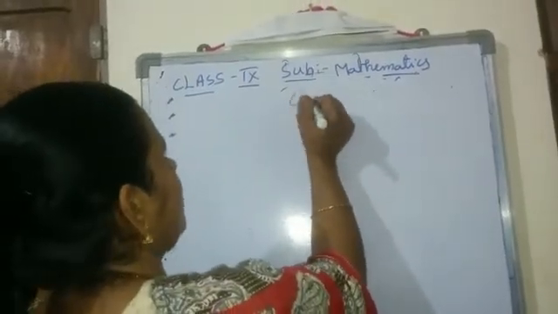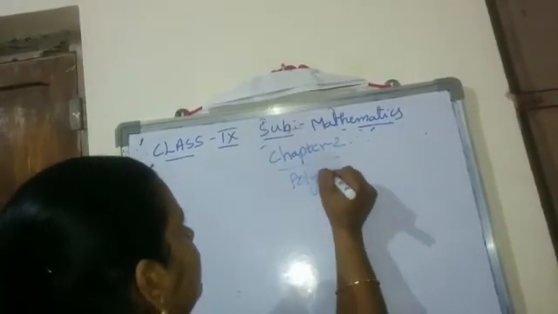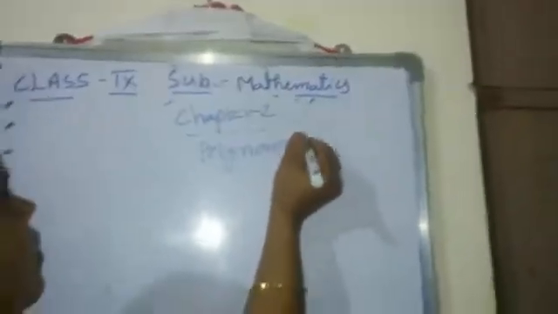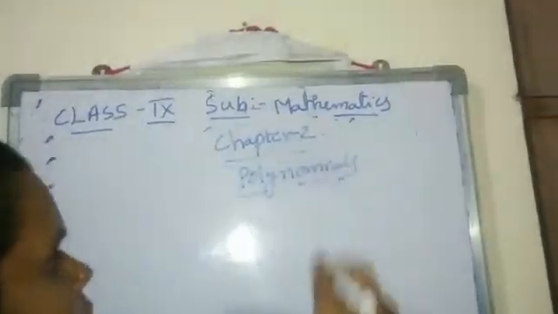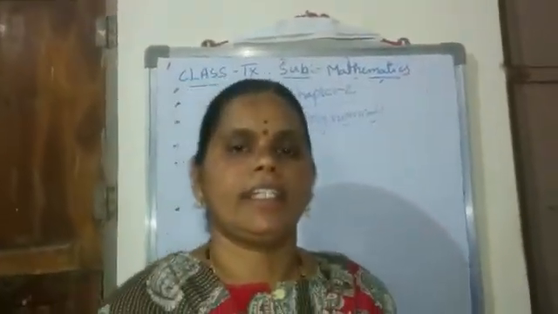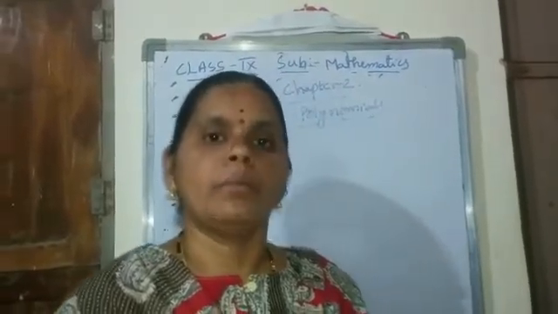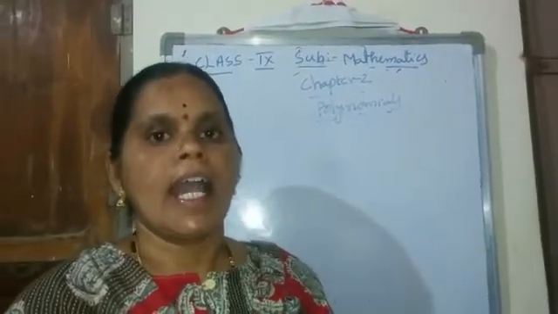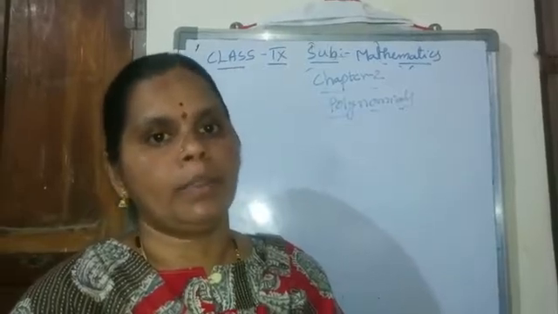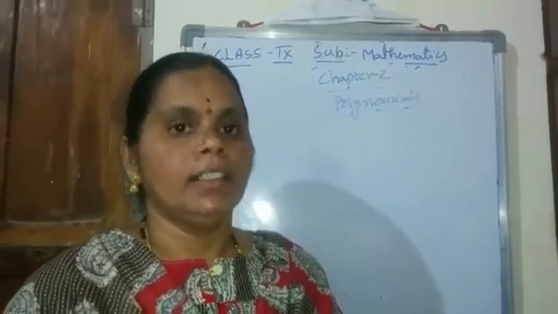Now see children, chapter 2, polynomials. See children, about the algebraic identities and algebraic expressions, we have already learned in class 8. So in this class, we will be learning about some more algebraic identities and the zeros of the polynomials, and then how the identities are used.